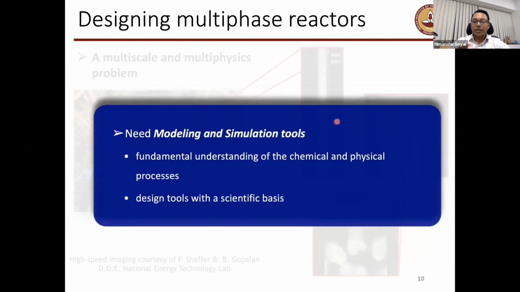So for these reasons, we need some efficient modeling and simulation tools which are predictive in nature as well as computationally efficient. With these type of tools, when they are available, we can get a good understanding of what is happening inside these reactors, how different processes are coupled to each other, as well as based on these tools, we can develop some design and optimization tools that can be used for the reactor scale up as well as their optimization.